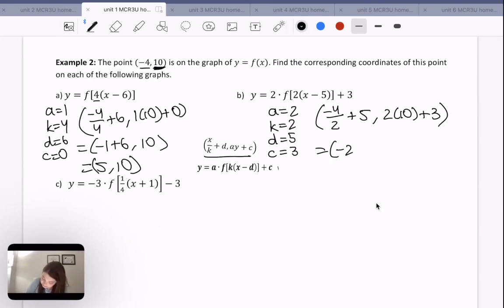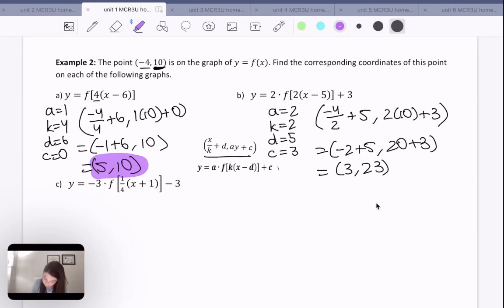So this is the same as negative 2 plus 5, comma 20 plus 3. That's 3, 23, and there's our answer. And actually, I'm going to highlight the final answers in purple so it's clear what the final answers are.